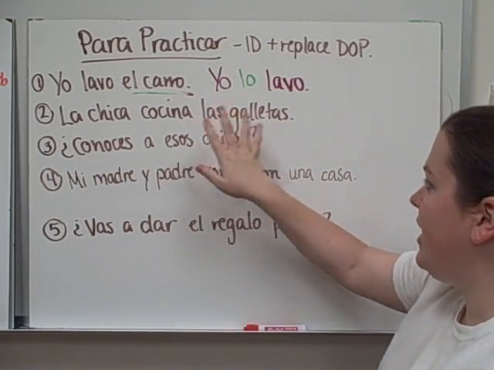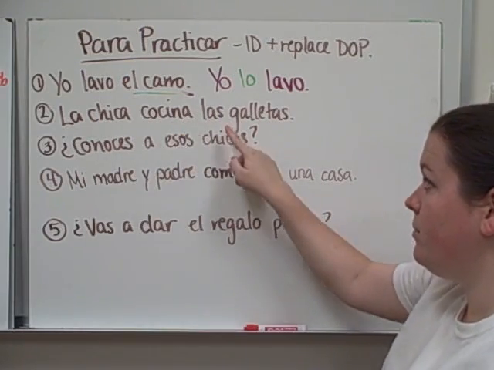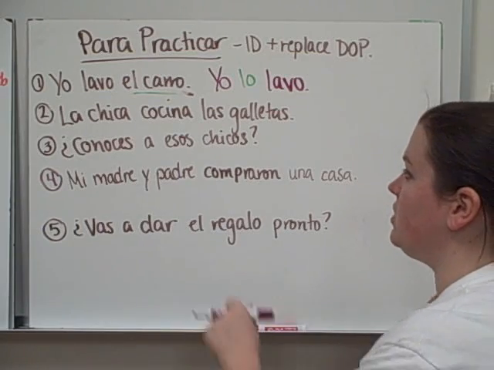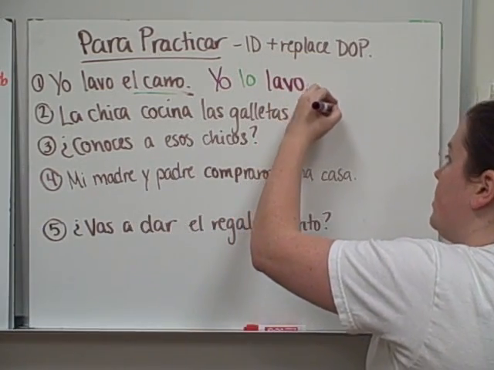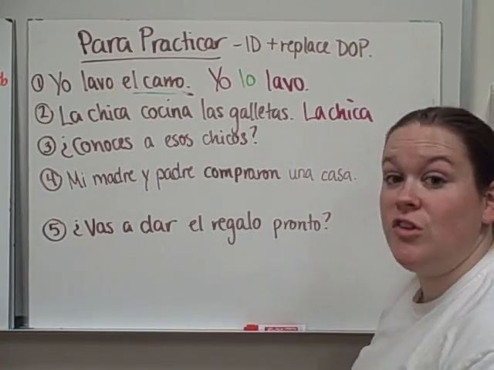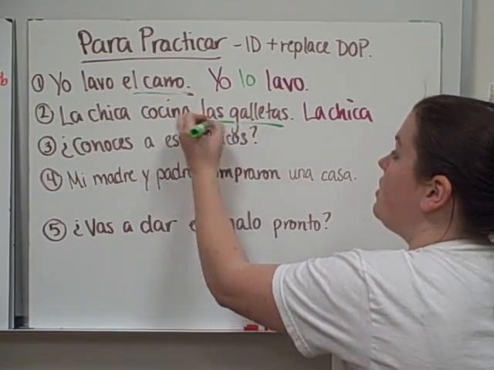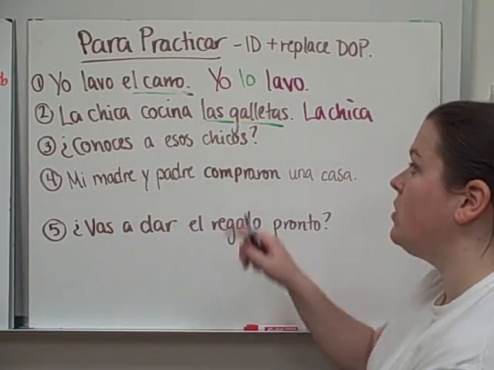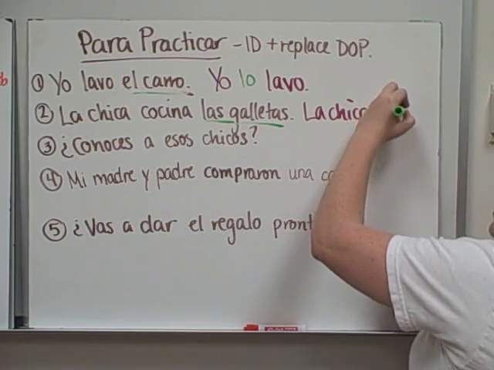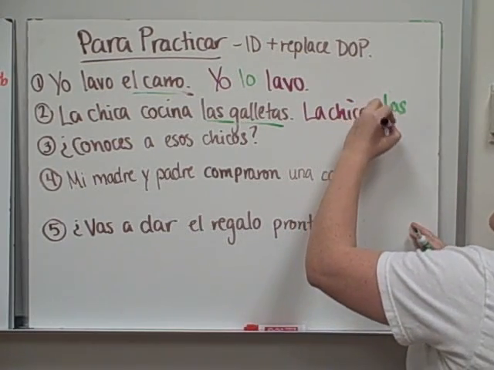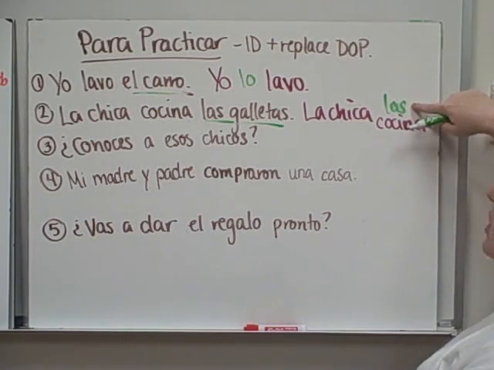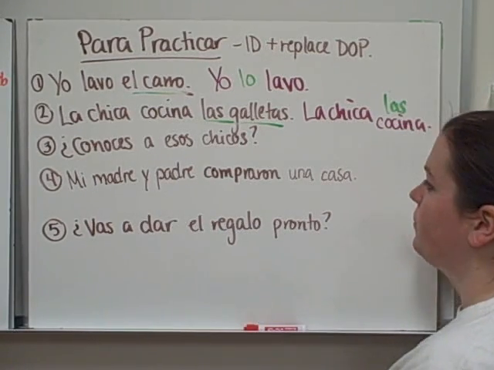La chica cocina las galletas. What is the girl cooking? She's cooking the cookies. All right, so our subject, la chica. What is she cooking? Galleta, she's cooking cookies. She's making cookies. That is going to become our object pronoun. So las galletas will be replaced with las, and then our verb is left, cocina. So the girl cooks the cookies, or them, las cocina.